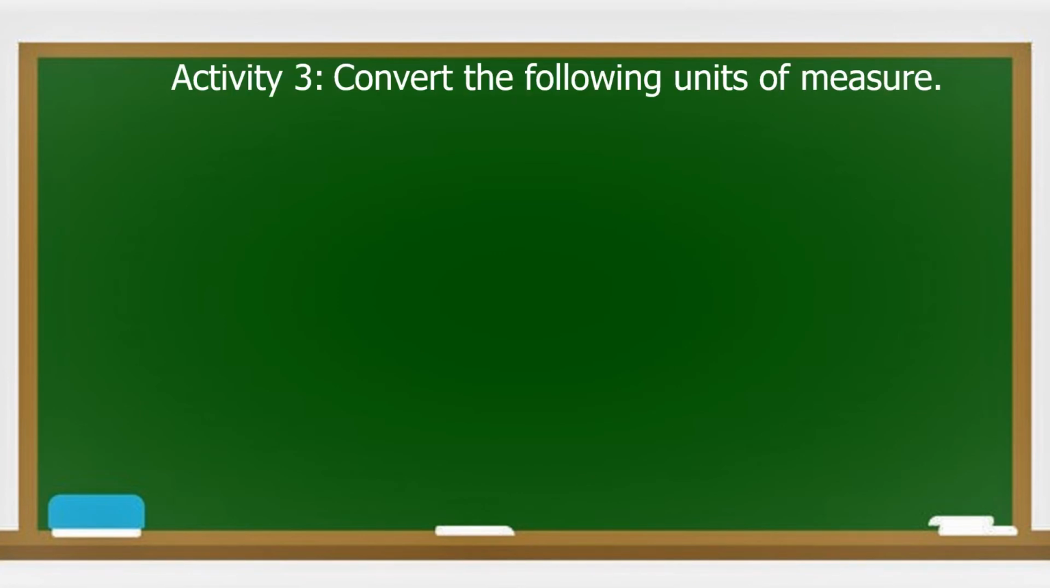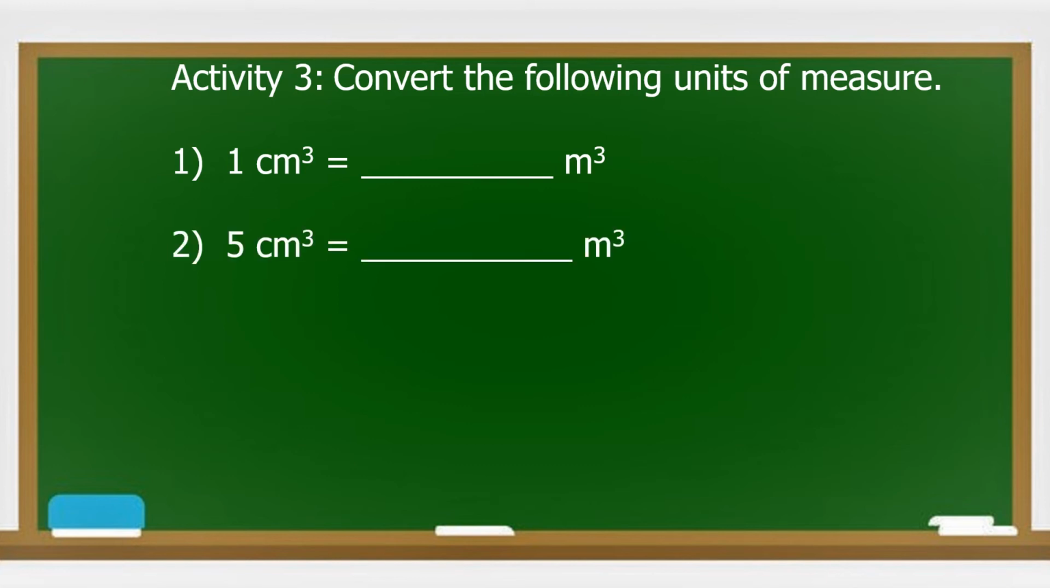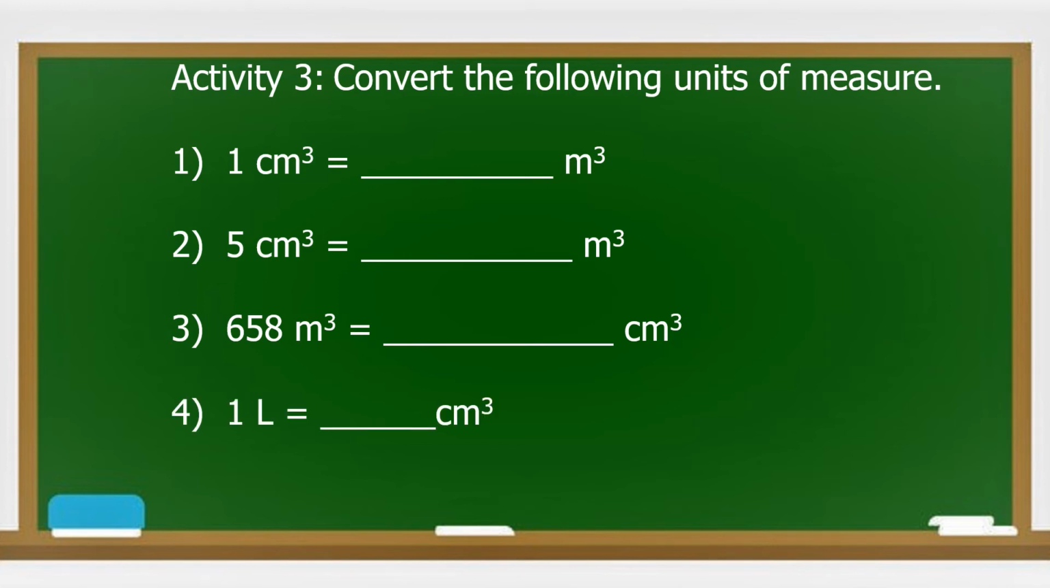Convert the following units of measure. Number 1. 1 cubic centimeter equals blank cubic meter. Number 2. 5 cubic centimeter equals blank cubic meter. Number 3. 658 cubic meters equals blank cubic centimeters. Number 4. 1 liter equals blank cubic centimeters. Number 5. 456 and 5/10 cubic centimeters equals blank liter.